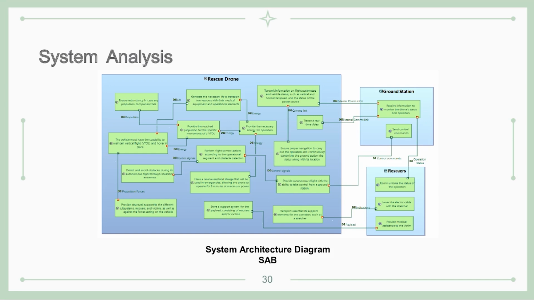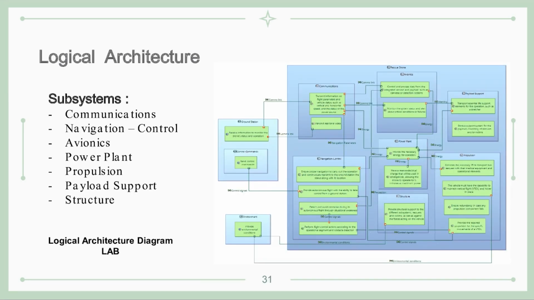Another crucial aspect is the transportation of life support elements, such as the stretcher, which must be deployed following the rescuer's instruction. Now we follow with the logical architecture. Considering these functions and additional ones that arise throughout development, we define the main subsystems, which are communications, navigation and control, avionics, power plant, propulsion, payload support, and structure. This is done through the logical architecture diagram or breakdown by dividing the system into subsystems.